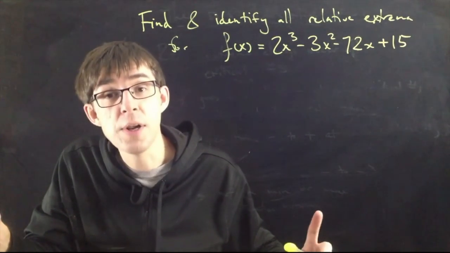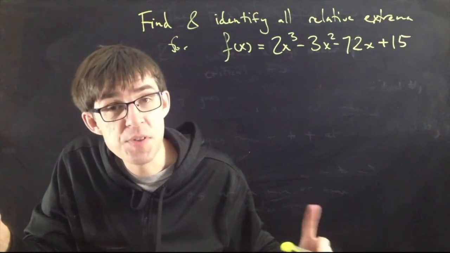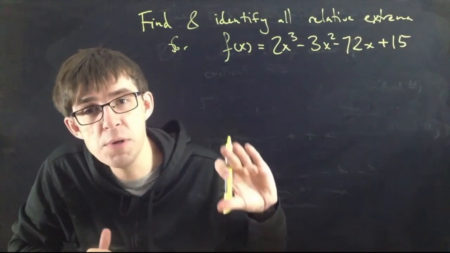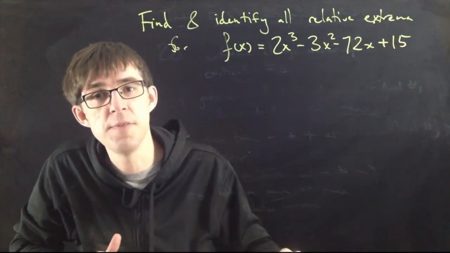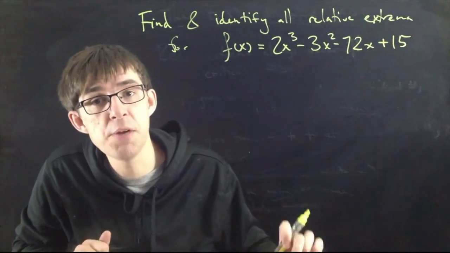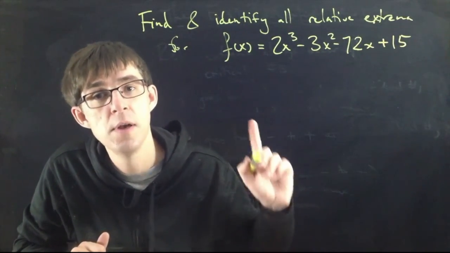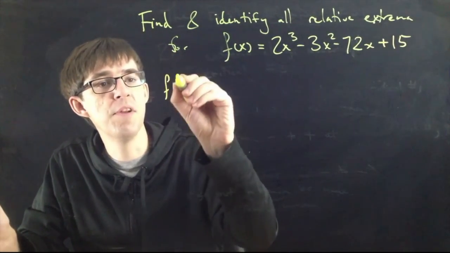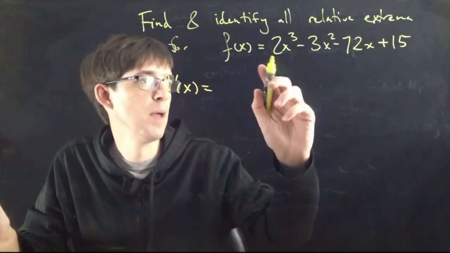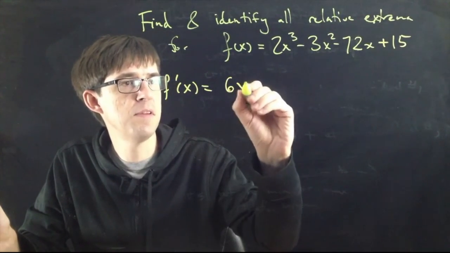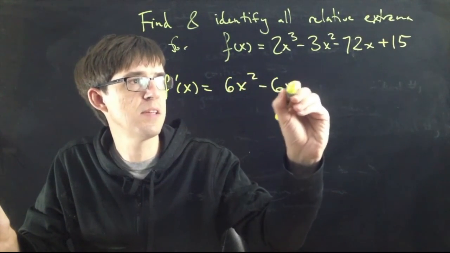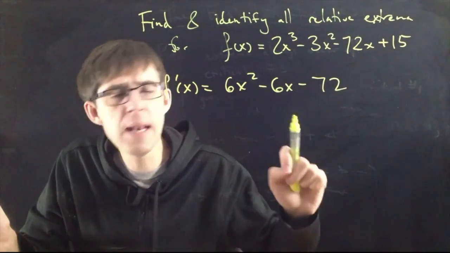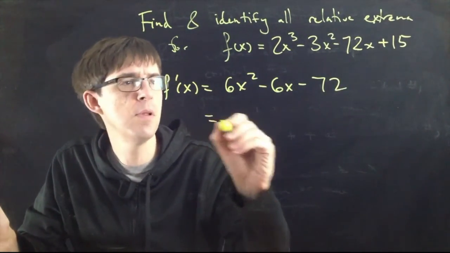Now, the procedure here is pretty much the same as the whole increasing decreasing business. The only difference is just how you interpret what the chart says at the very end. So we're going to begin like we did the increasing decreasing problem, which is to first take the derivative in order to find the critical numbers. So the derivative, this is an easy derivative: 6x squared minus 6x minus 72. Can you believe it? 72. And then I want to simplify this as much as possible.